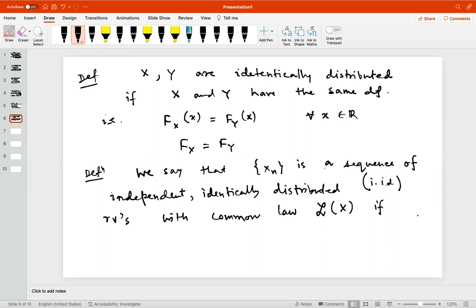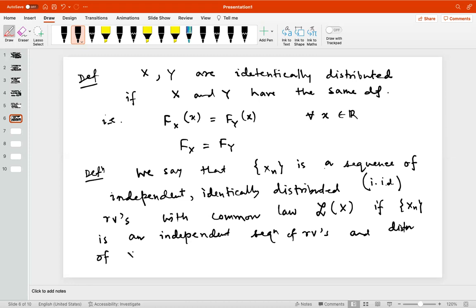If this xn is an independent sequence of random variables, and the distribution of xn is same as that of x for all i equal to 1, 2, and so on, then it's called an IID sequence.